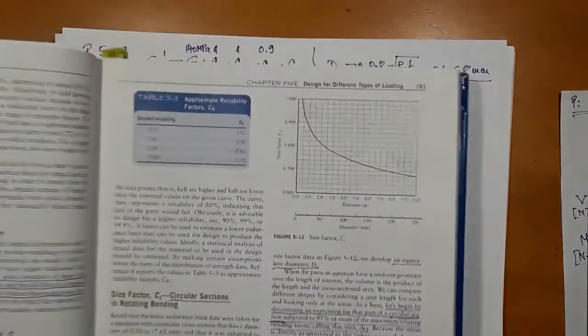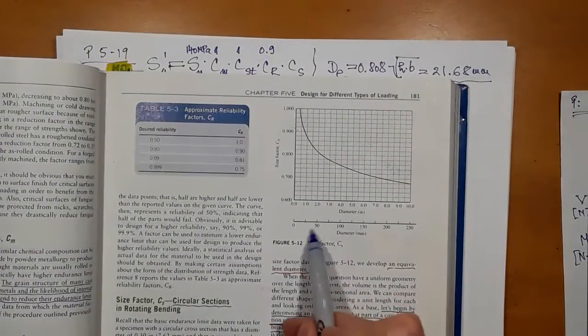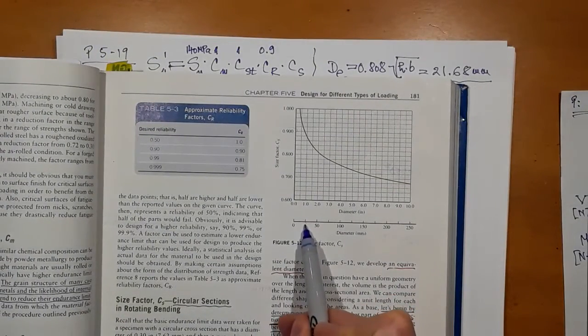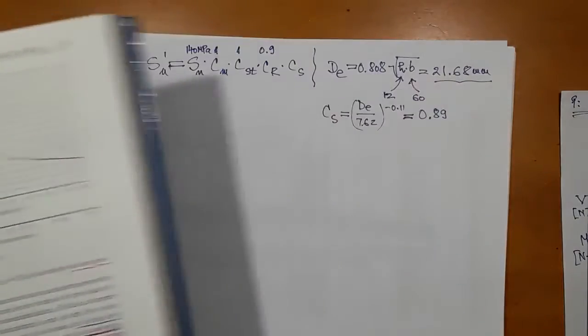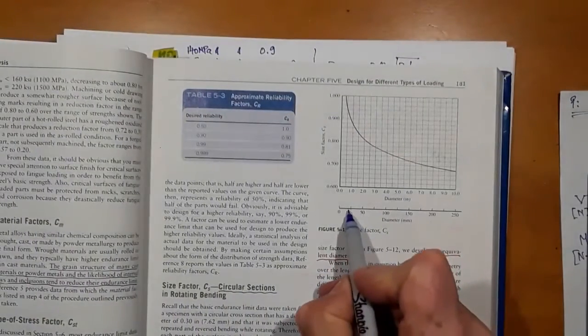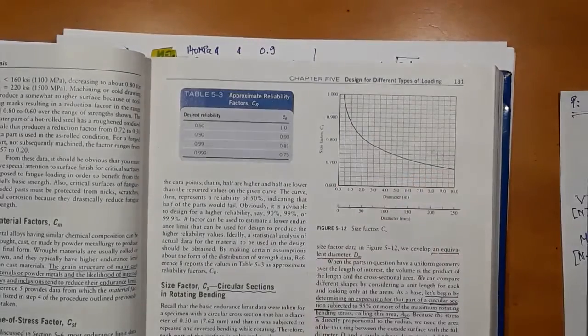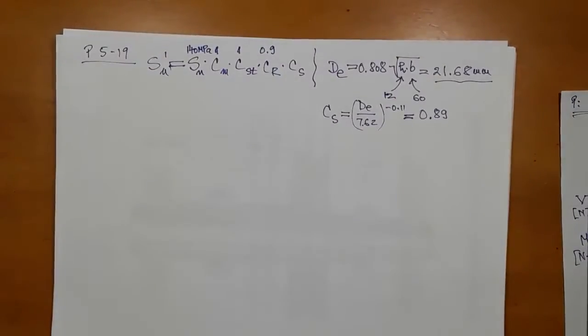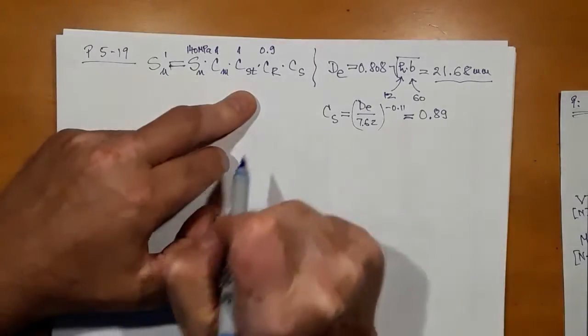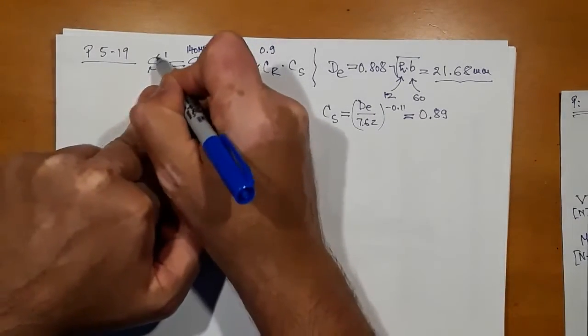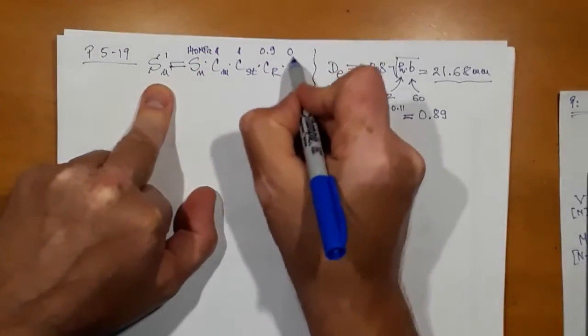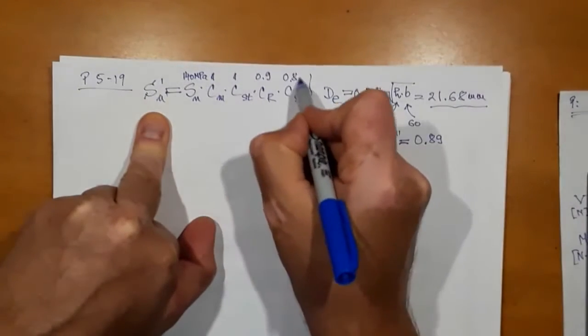Let's see, is it confirmed if I use this chart? So I have 25, and I move up, yeah, slightly less than 0.9. So the graph confirms the equation. So I have all the factors, and I'm ready to calculate the true endurance limit. So this is 0.89.